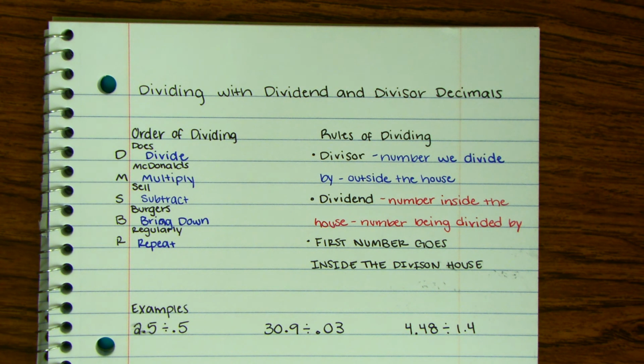As always, our rules for dividing are: the divisor, which is the number we divide by, goes outside the house, and our dividend, the number being divided, is the number that goes inside the house. We color code ours red for dividend and blue for divisor. And as always, the first number in the problem is the number that goes inside the division house, which is our dividend.